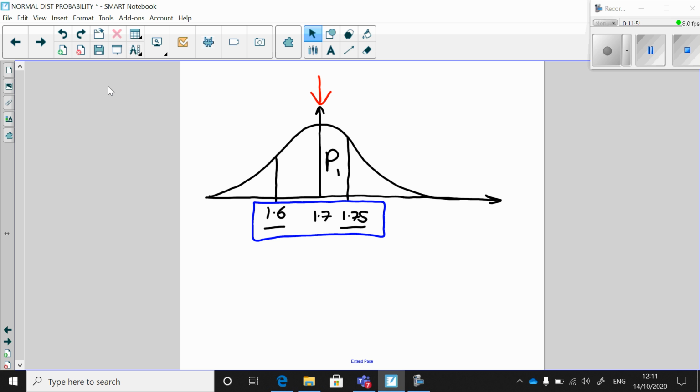Okay, there's my mean 1.7, 1.6 to the left, 1.75 to the right. So we're looking either side of the mean here because we are looking between those two values. So what I've got here is two probabilities of interest. P1, that's between 1.7 and 1.75, and P2, it's between 1.6 and the mean 1.7. So it looks like it's a combination of P1 and P2 we're looking for here. Okay, so that'll be our combined area. Okay, like we said, x1 is 1.6, x2 is 1.75.